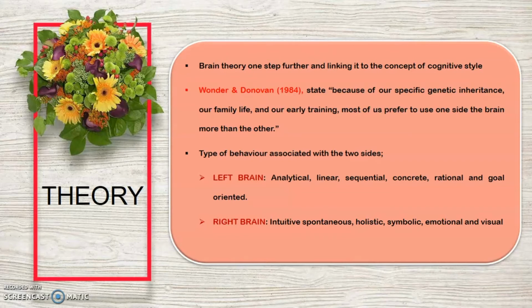Okay, next is right brain. The person who uses right brain more than left brain is intuitive, spontaneous, which is unplanned, holistic, symbolic, emotional, and also visual.